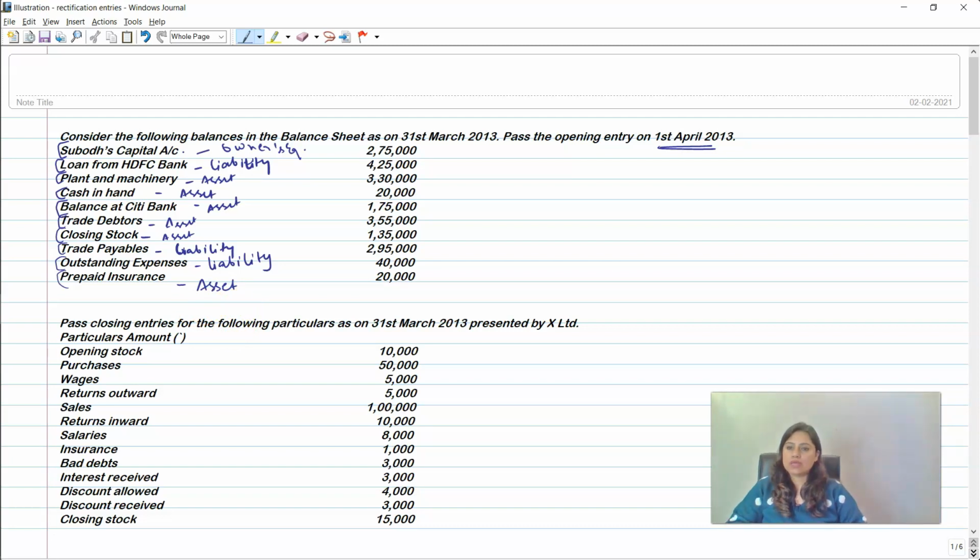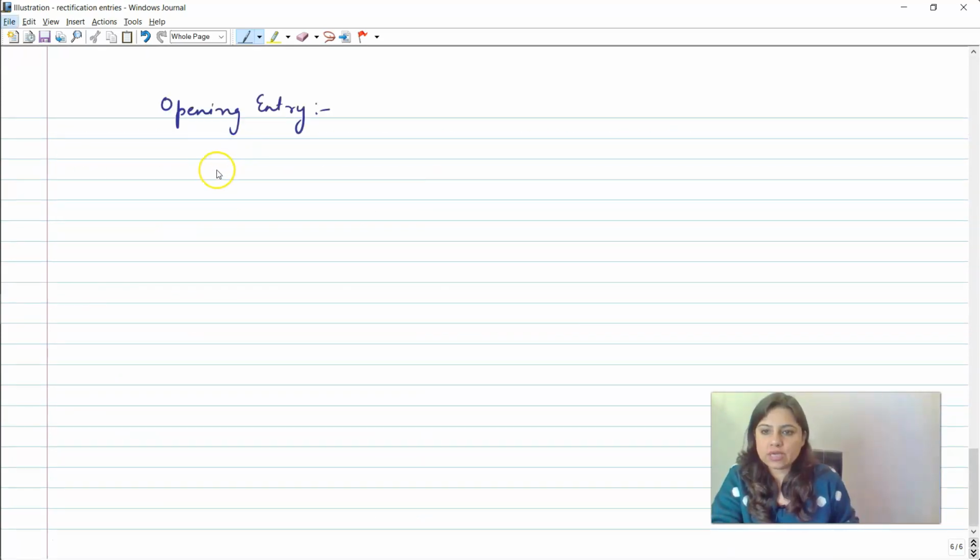So now let us pass the entry for the same. The opening entry comes as, so we saw that all the assets that we have listed would be the debit balance. Thus we would be debiting such accounts. So plant and machinery account, debit. Then we have the cash in hand account, which will again be debited.